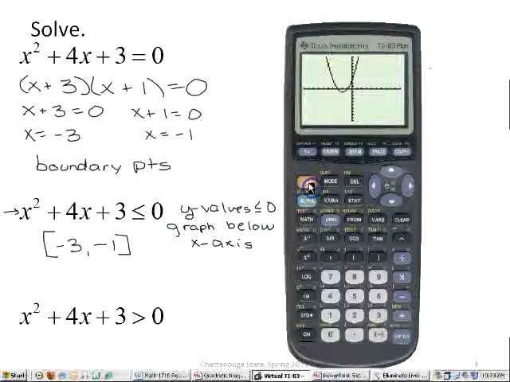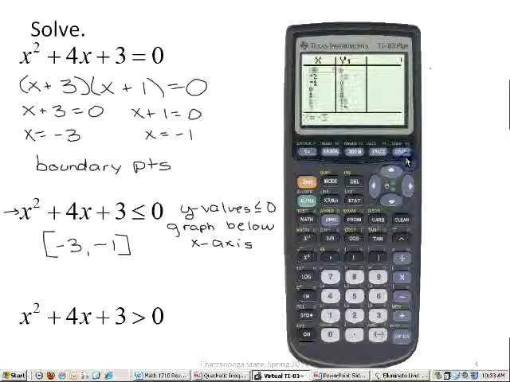Now I also want to look at the table for you to see that. If I want to look for where my y values are less than 0, in my table here I see that they're equal to 0 at -1 and -3, and where they're less than 0 are the points in between there. Anywhere else on the table, I have positive y values. And I can scroll forever there, and I'd still keep coming up with positive y values.